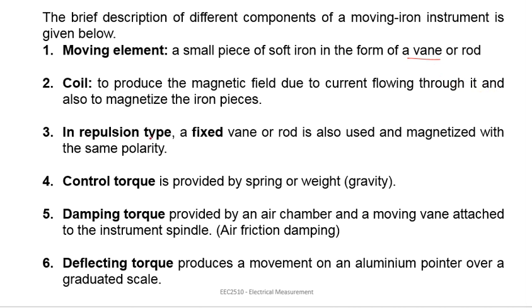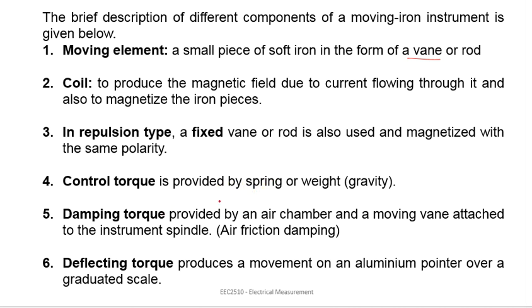Then additionally, in a repulsion type instrument one separate fixed vane is used, which we just discussed in the previous slide, that in the repulsion type instrument we have two different iron vanes. So in repulsion type we will have one more extra iron vane. And then the control torque is usually provided by a spring, as we had discussed for PMMC type instruments as well. So spring control is there in MI type instruments.